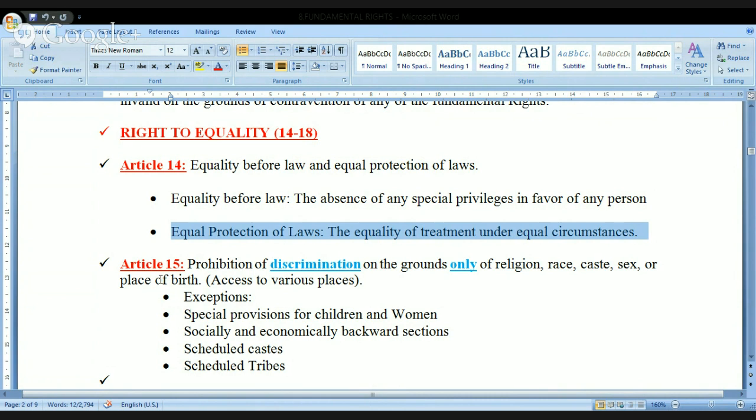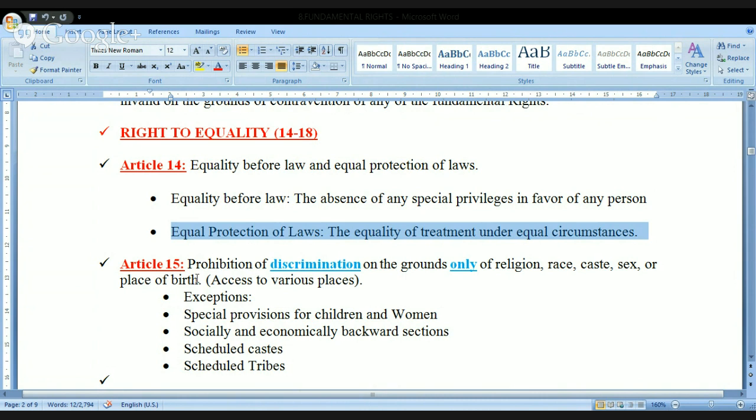I'm just giving you the overview of these articles, and in the next class we are going to have a detailed discussion. But remember this, I want you to remember equality before law and equal protection of laws, where it is mentioned. That is article number 14. What is equality before law? What is equal protection of the laws? Kindly understand these points today, and in the next class we'll go for a detailed discussion.